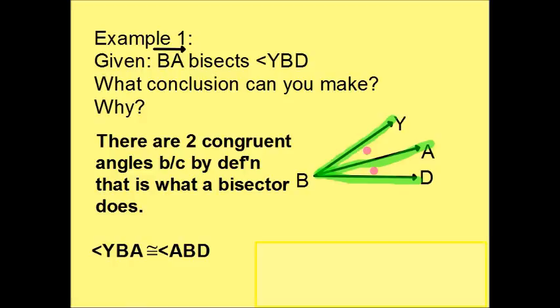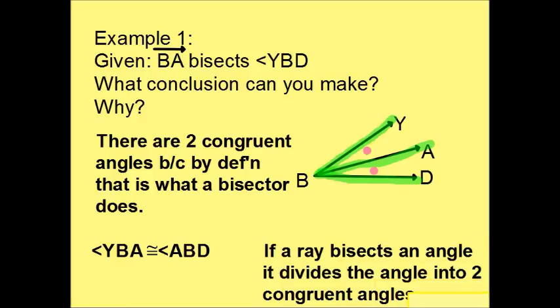Now, our justification has to come from that given, from a prior step. What's happening? We have a ray bisecting our angle. What does that mean? Two congruent angles. So let's word it nicely. If a ray bisects an angle, it divides the angle into two congruent angles.